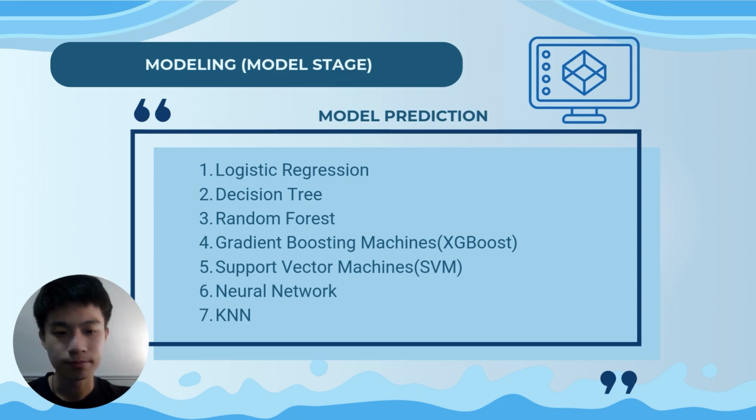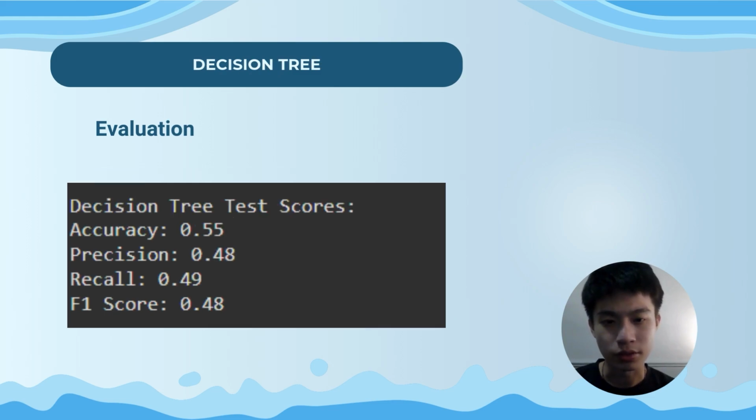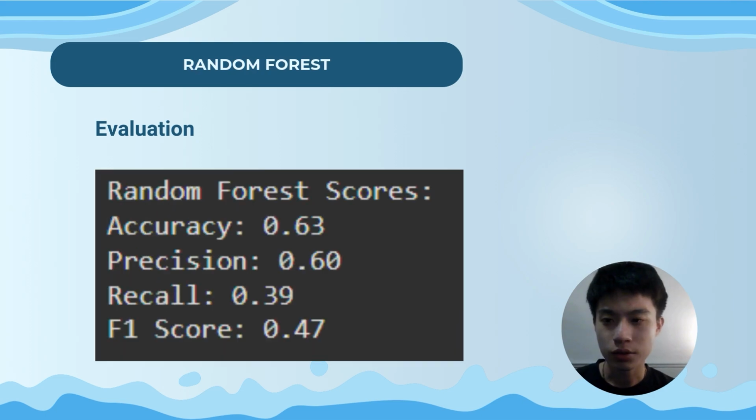For the logistic regression, the accuracy is 0.57, precision 0.5, recall 0.01, and F1 score 0.03. The decision tree is essentially better than logistic regression in precision, recall, and F1 score, although the accuracy is slightly reduced. Random forest outperforms both logistic regression and decision tree with an accuracy of 0.63 and precision of 0.6. However, its recall was moderate at 0.39, resulting in an F1 score of 0.47, which reflects a reasonable balance between precision and recall.